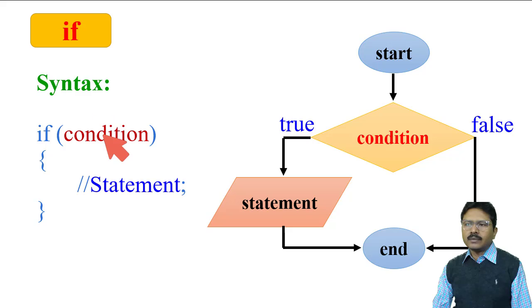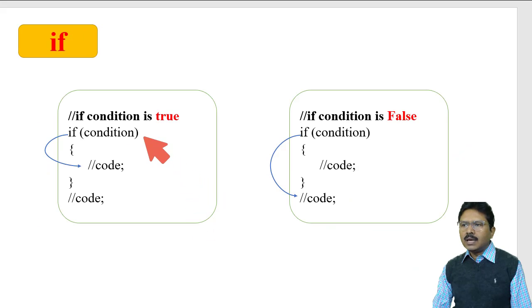This is the syntax of the if statement. If this condition is satisfied, the program will enter the if block and execute the statements inside the block. See in this diagram, if the condition is true, meaning the condition is satisfied, then whatever code is inside this block will be executed. Now if the condition is not true, meaning it is false, it will not enter the if block. Whatever instructions come after the if block will be executed.